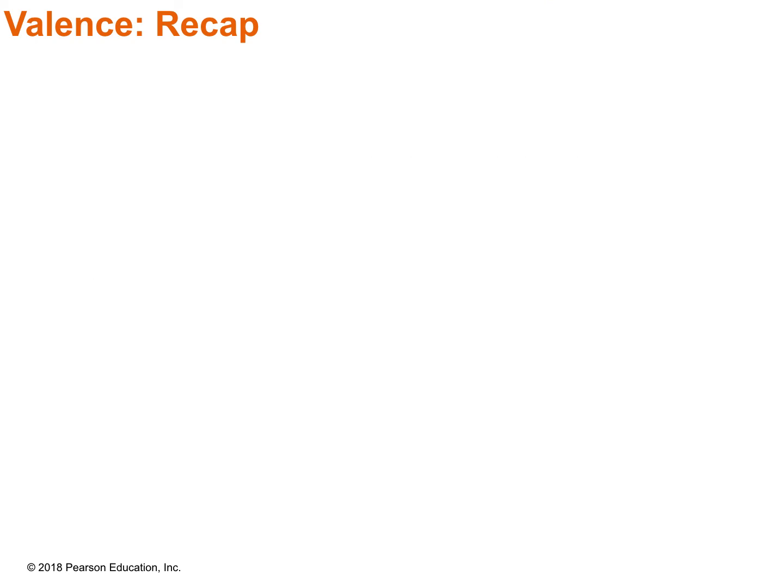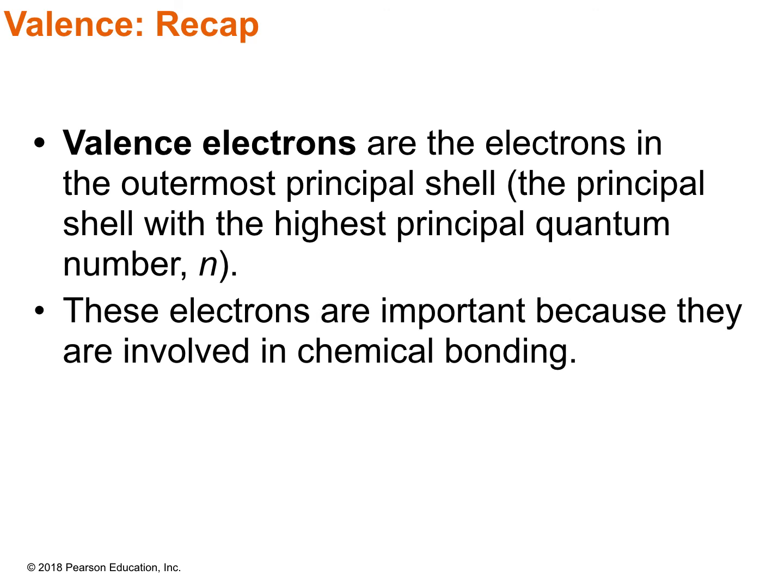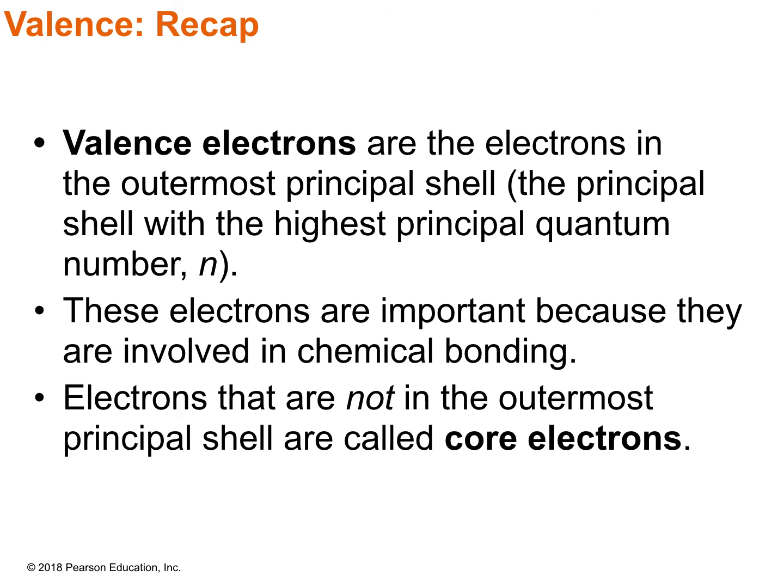So a recap really fast. Valence electrons are the electrons in the outermost principal shell, the principal shell with the highest principal quantum number n. These electrons are very important because they are involved in chemical bonding, and electrons that are not in the outermost principal shell are called core electrons.